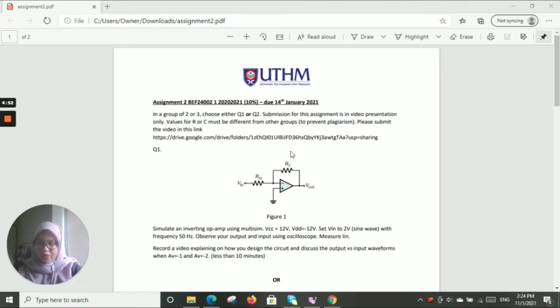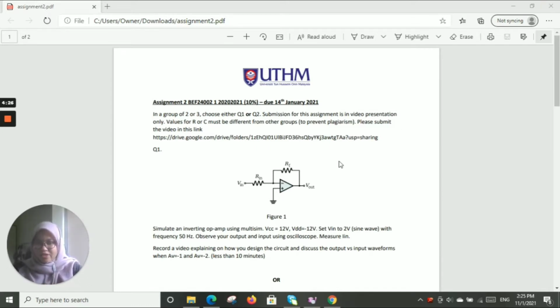We'll be presenting how to design the inverting amplifier in Multisim in this part. In the second part, my other two members will show you the output versus input in sine waveforms where the ideal gain is -1 and -2. To begin our study of op-amp, we will build the inverting amplifier in Multisim, where the ideal gain can be expressed as -R2 divided by R1.